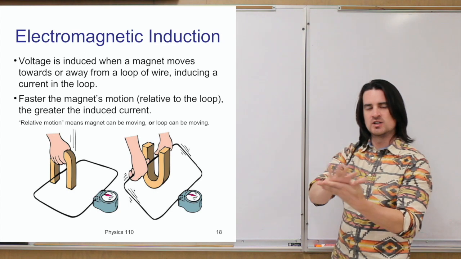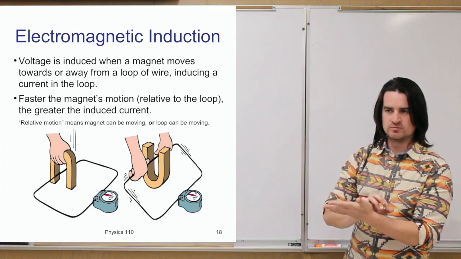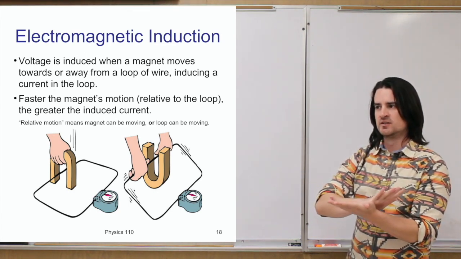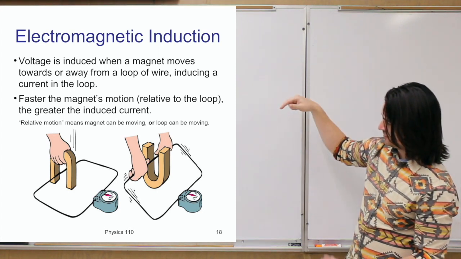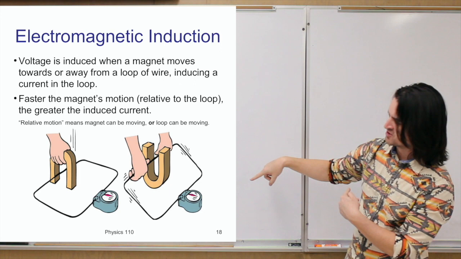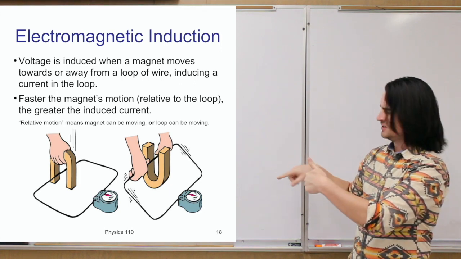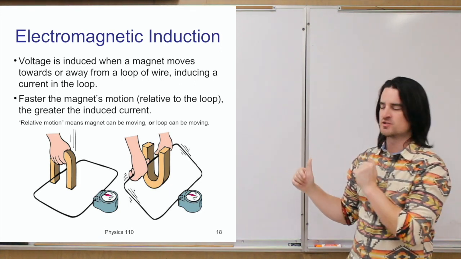I can induce a voltage in that loop, which essentially will drive electrical current. In this picture, you have a loop of wire connected to this little meter, which is meant to just show if there's current flowing in this loop.